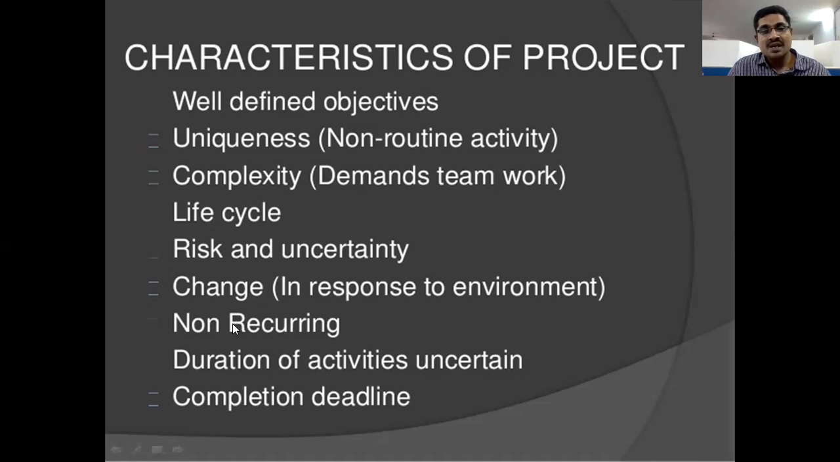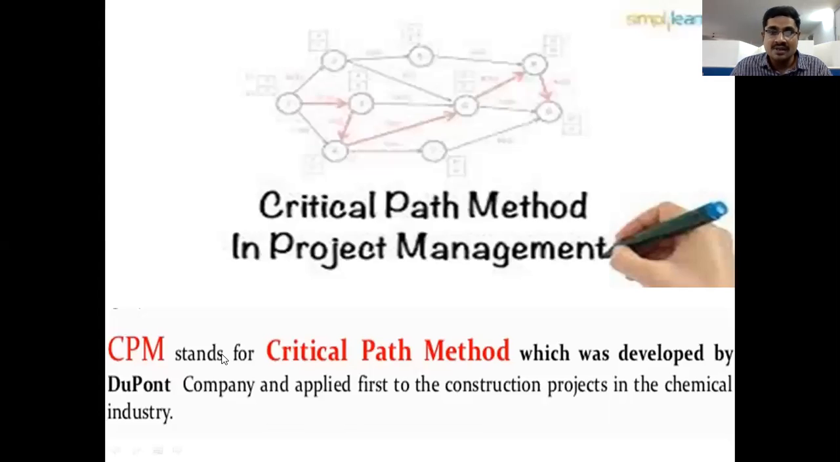And next, the duration of activities may be uncertain. Next, it should be completed within the deadlines. Next, we know about the critical path method. So this is a network diagram. This arrow piece is called an activity. This circle is called a node or event. So total project calculation is done by using this network diagram.